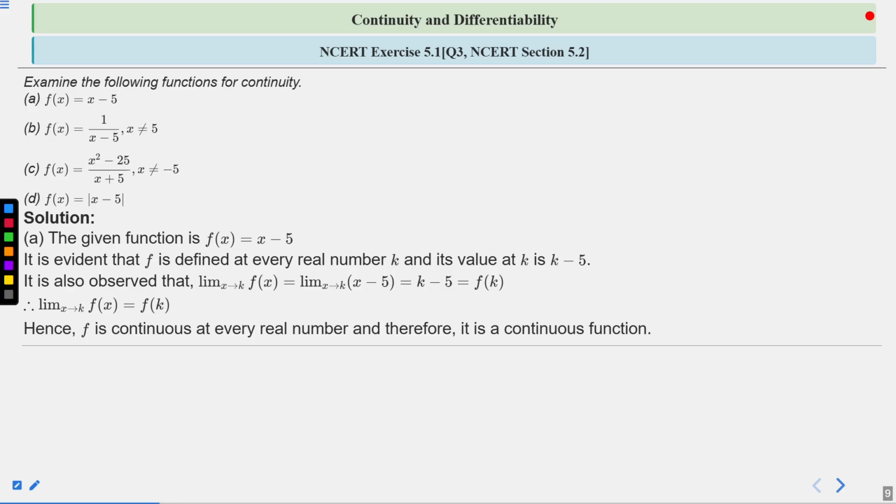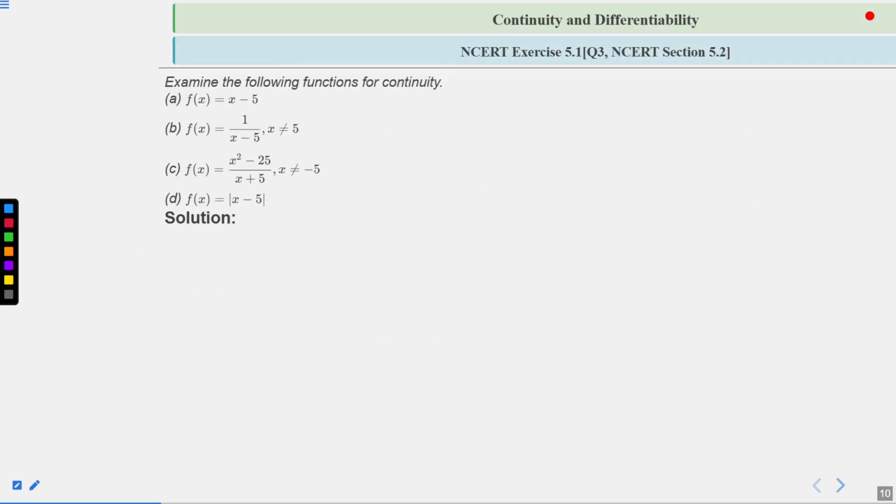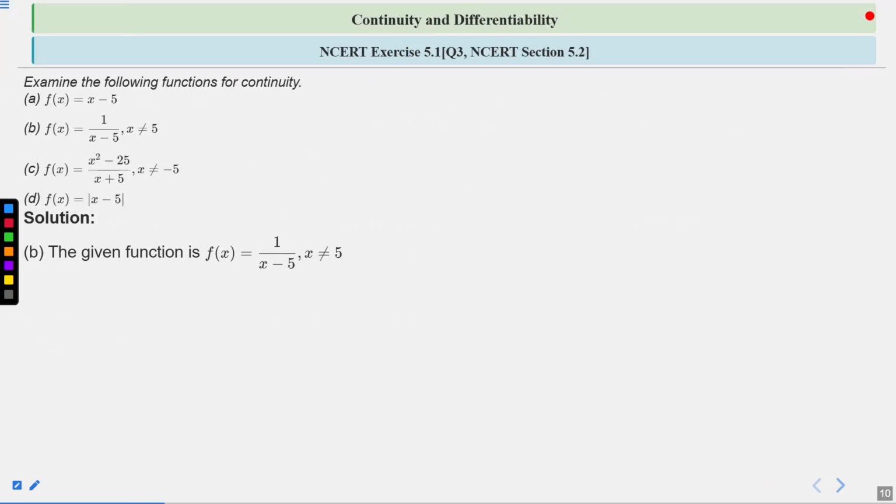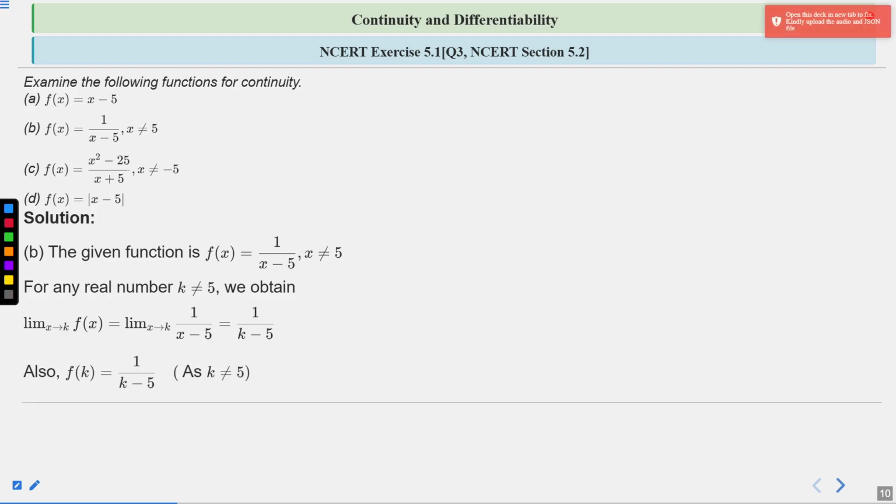Let us discuss part B. Part B: the given function is f(x) is equal to 1 upon x minus 5, x not equal to 5. Now, for any real number k not equal to 5, we obtain the limit as x tends to k of f(x) will be equal to the limit as x tends to k of 1 upon x minus 5, which is equal to 1 upon k minus 5. Also, f(k) is basically 1 upon k minus 5 as k is not equal to 5.